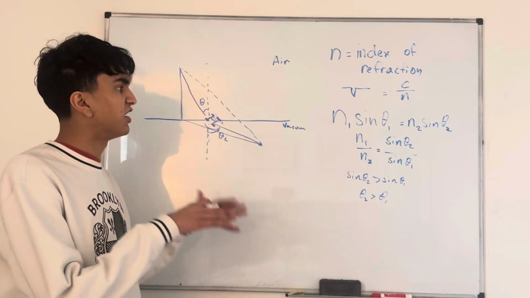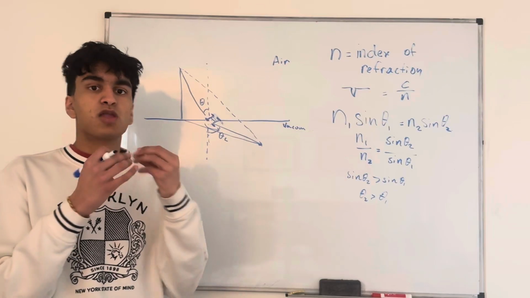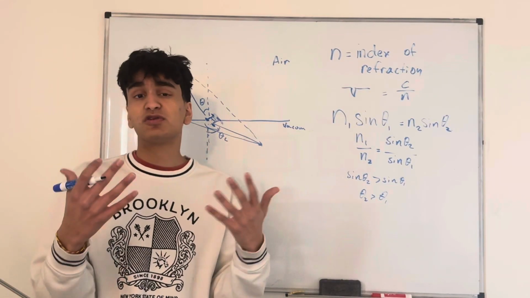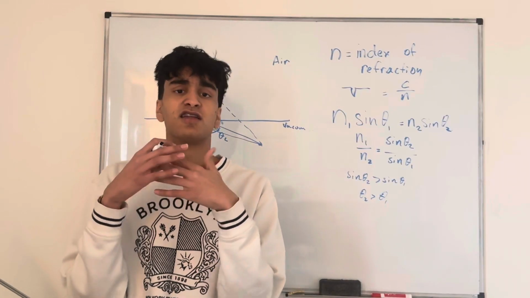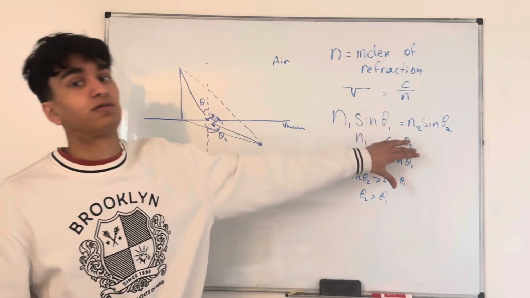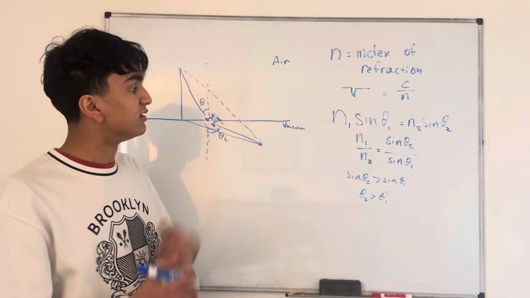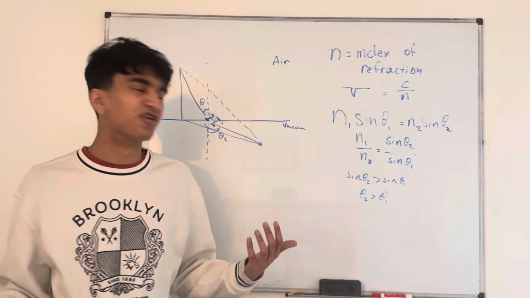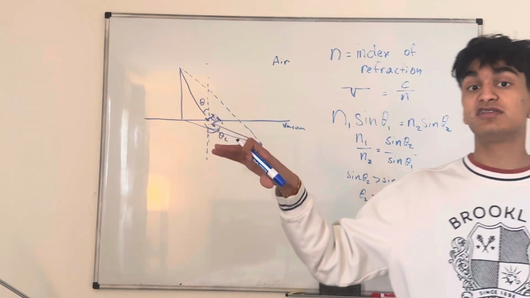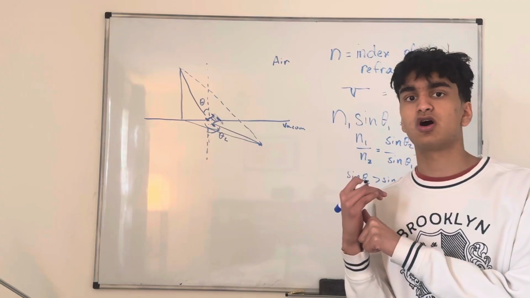So that's Snell's law. It's kind of like Fermat's principle, but more specific. Fermat's principle says light takes the path of least time. Snell's law says this is the exact path light takes, depending on the indices of refraction. So hopefully this video was helpful. I'll go over an example problem to show you this law in action.